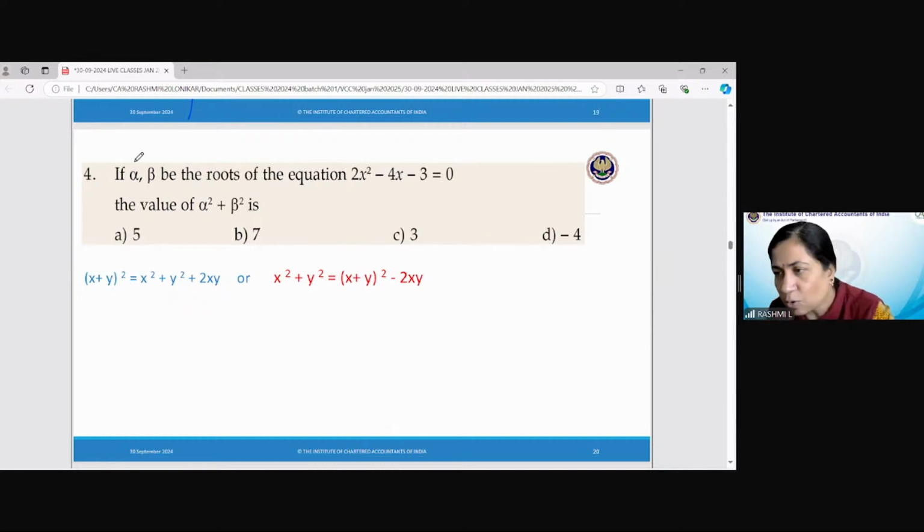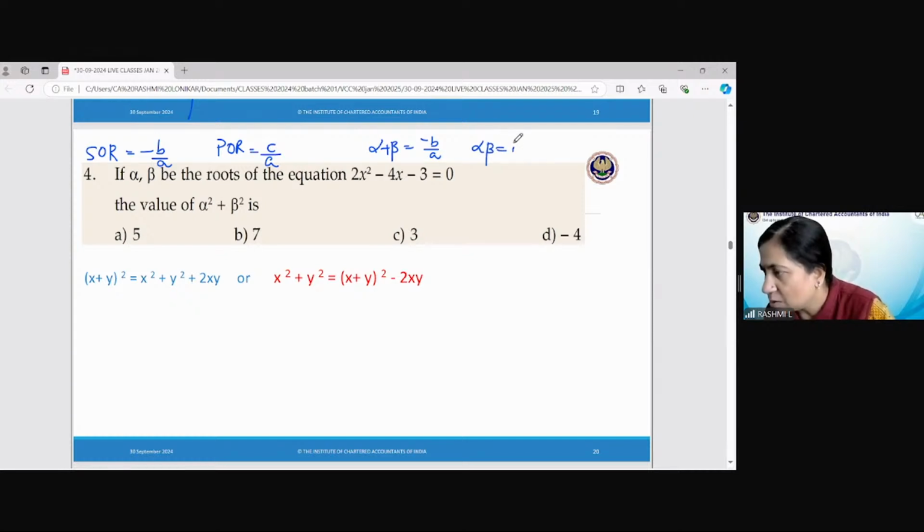The second thing you have to remember is sum of roots. Sum of roots is equal to minus b by a and product of roots is equal to c by a. Sum of roots is alpha plus beta, and product of roots is c by a. So alpha plus beta is equal to minus b by a and alpha into beta is equal to c by a. Okay. Now let us consider this equation first.